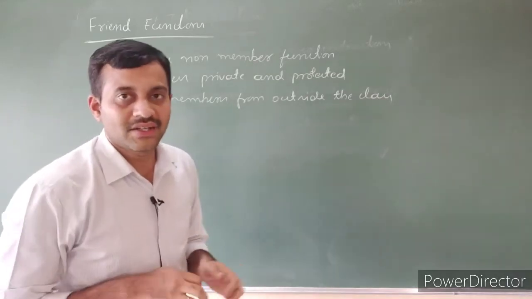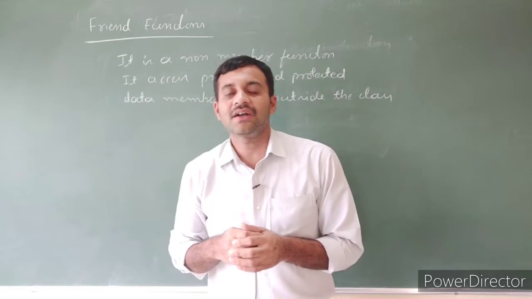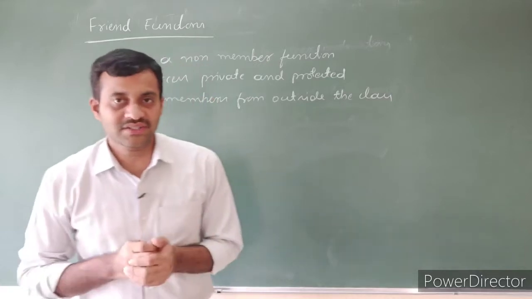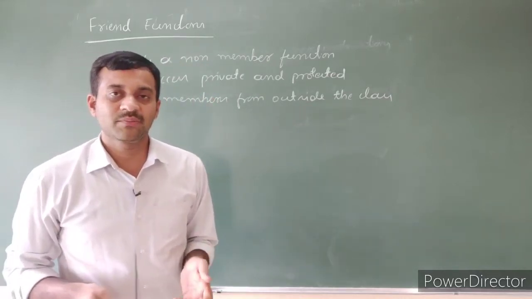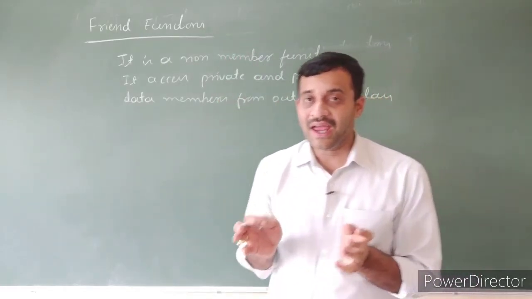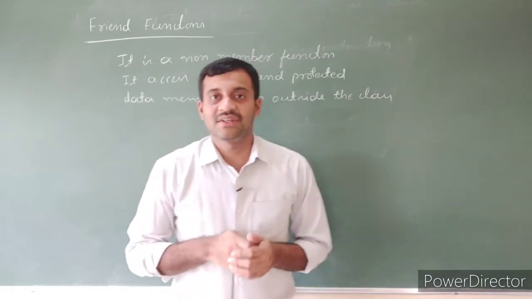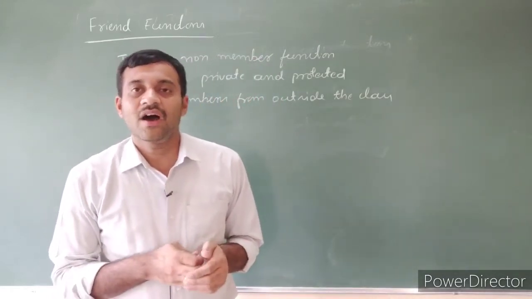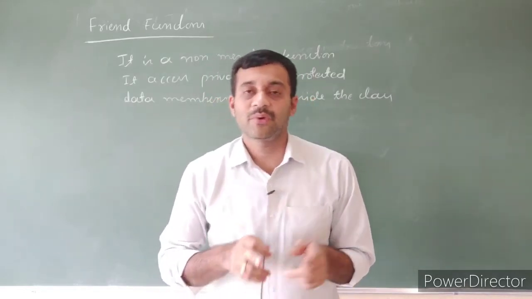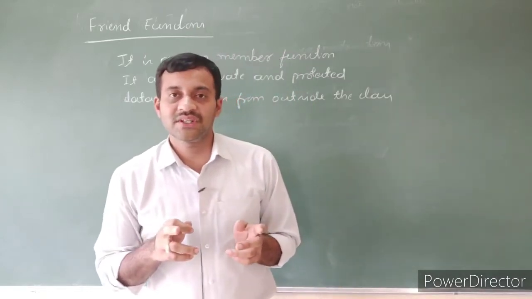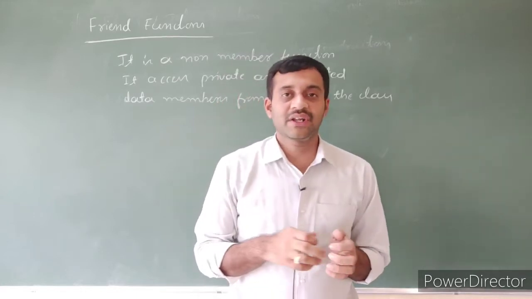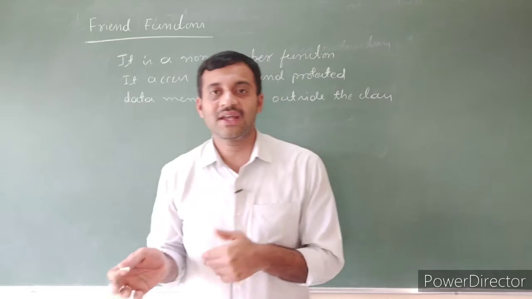So a friend function is a non-member function. It accesses the data members from outside the class, those present in the private and protected sections. Public data members can be accessed by any function. But the specialty of the friend function is that it can access private and protected members. In a private section, all data members are hidden and are only accessed by the member functions of the same class. Protected members are accessed by the member functions of the same class and friend functions, and also by derived classes. But public data members are accessed outside the class.